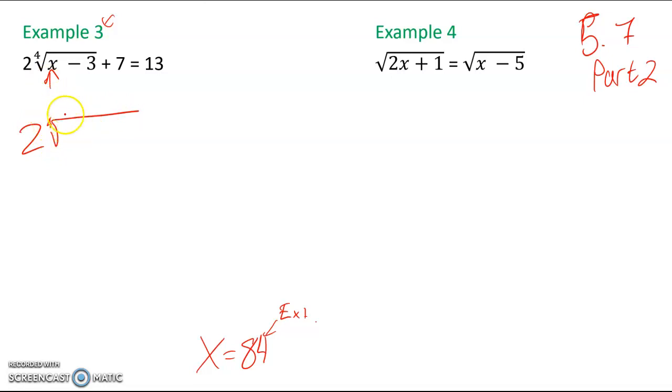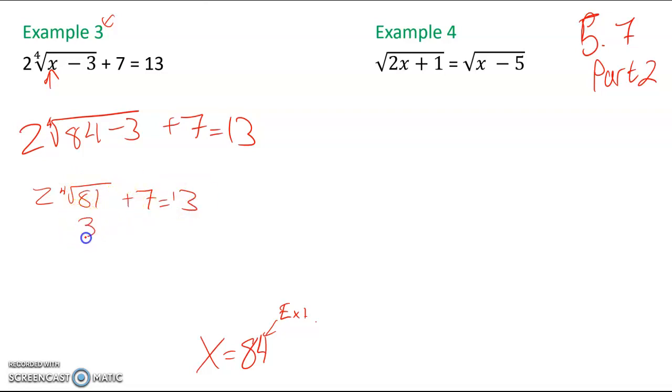Fourth root of x, which is 84, minus 3, and then plus 7 is equal to 13, okay? And then from there, we simplify what's inside the radical. It's going to be 2, and then the fourth root of 81 plus 7 is equal to 13. Fourth root of 81 is 3, times 2 plus 7, which 2 times 3 is equal to 6, plus 7, which means that our answer does check out, okay? So it is good, it is not extraneous. That is a solid answer.